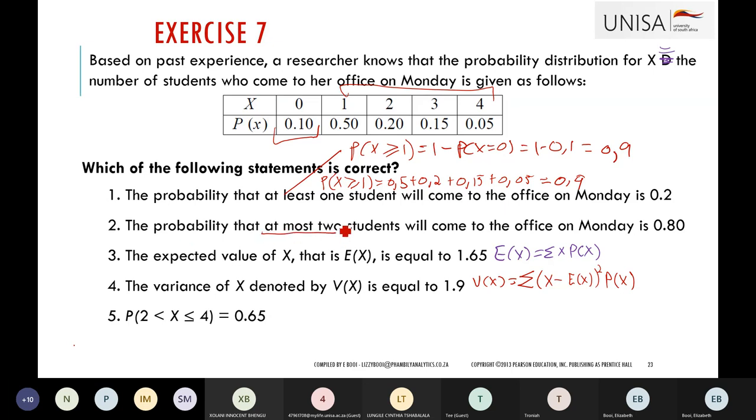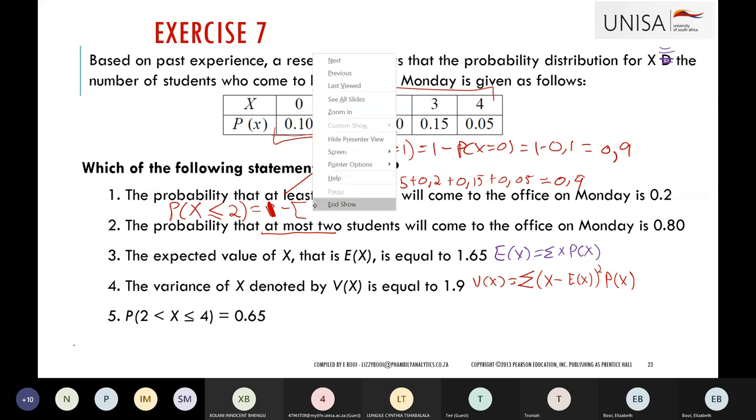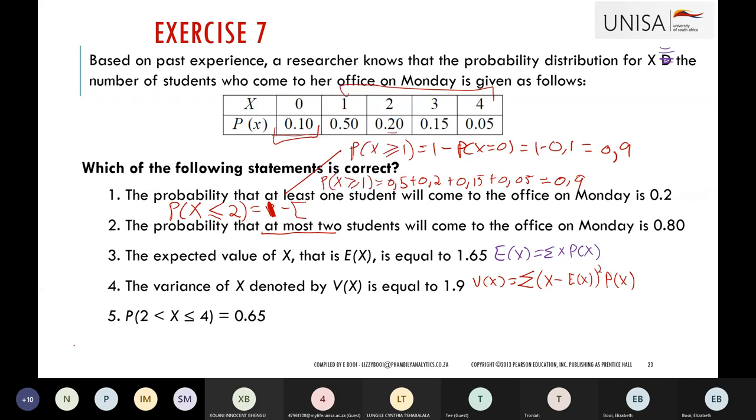So the probability that at most 2 students come will be the probability that X is less than or equal to 2, and it means all of them go in there. We can also say it is the same as 1 minus the sum of all the greater than probabilities. You can say it will be 1 minus the probability of X greater than 2, which is the complement. So this is a complement of less than or equal to, which is the same as 1 minus the probability of X equals 3 plus the probability that X equals 4.